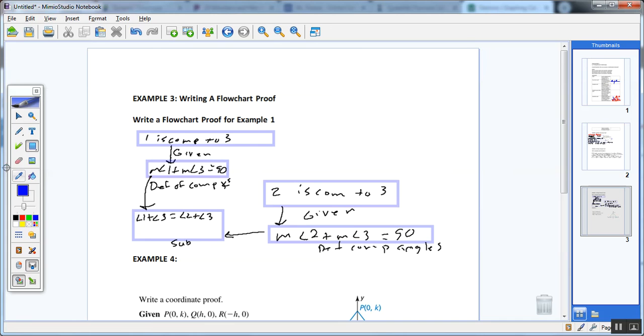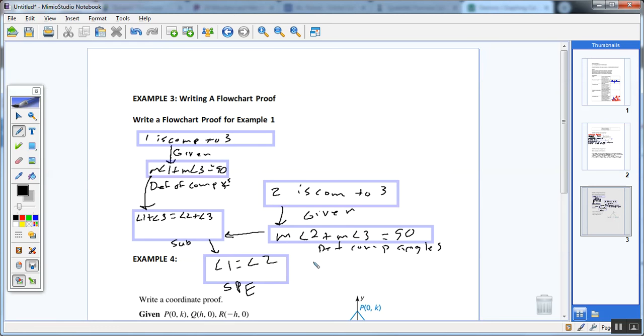Where am I going after this now, kids? We're trying to show that angle 1 and angle 2 are the same, so what are we going to do to both sides? Subtract angle 3. Okay, so I can say angle 1 is equal to angle 2 by, I'm just going to put SPE in here as a reason, the subtraction property of equality. We're really restating the proof, aren't we, again?